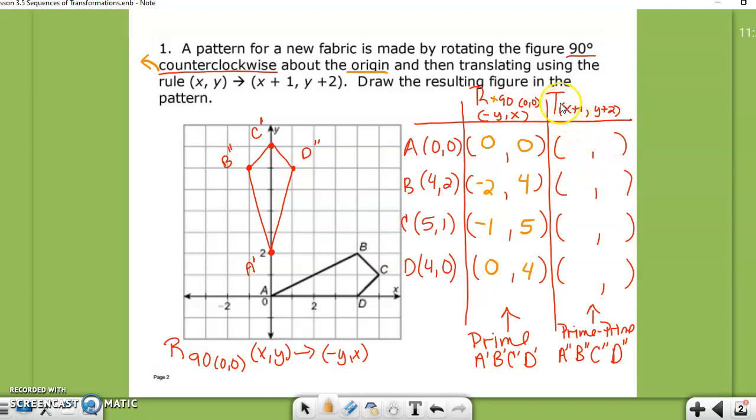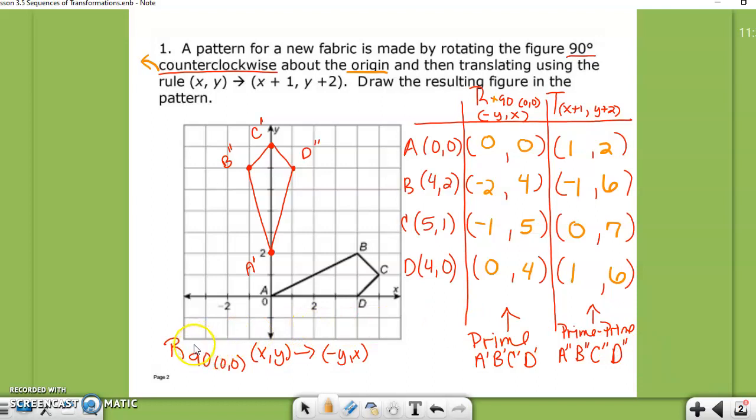And then I'm going to translate, that's what the capital T is. I'm going to add 1 to every one of these x values. And then I am going to add 2 to every one of these y values. And those are my double prime coordinates, and that's what's graphed over here.